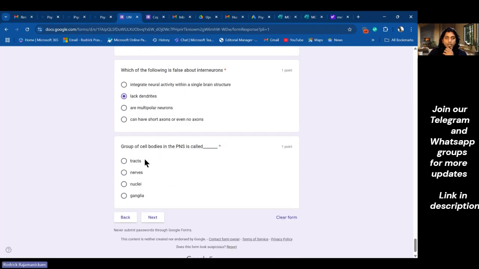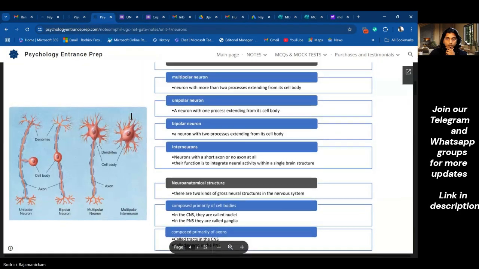Lastly, a group of cell bodies in the PNS, the peripheral nervous system, is called what? There are axons and cell bodies, right?